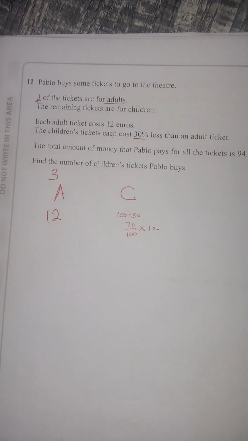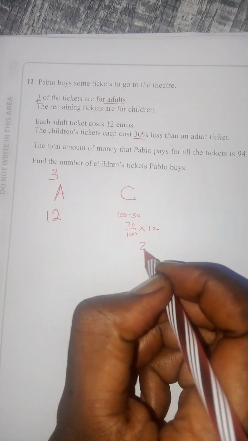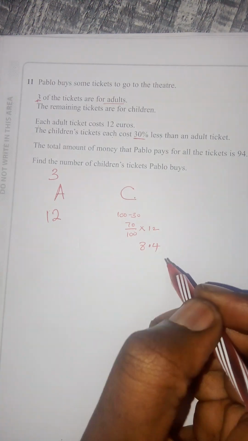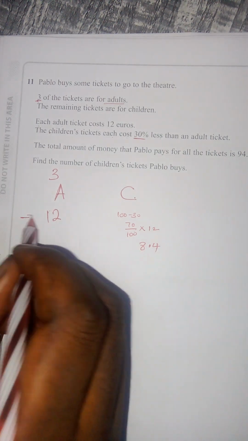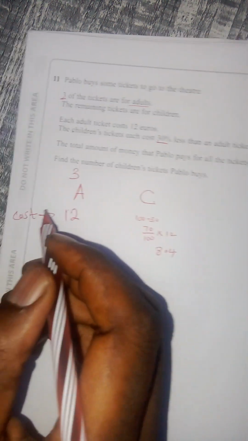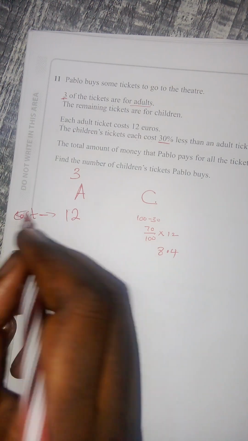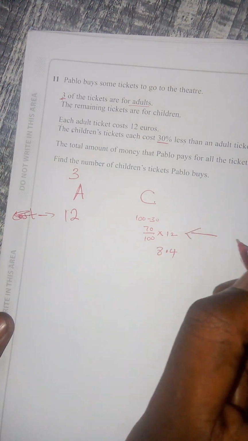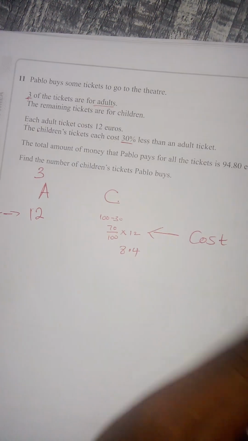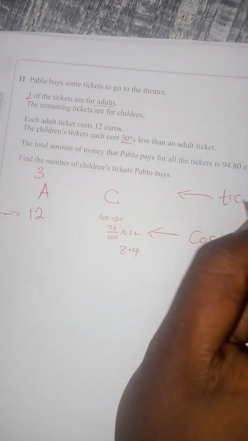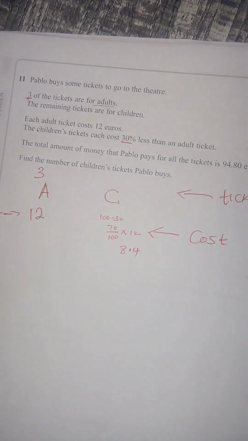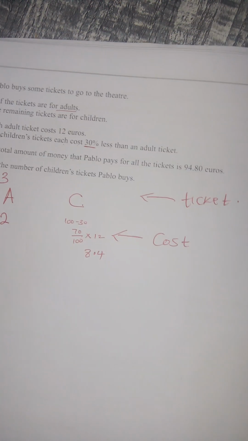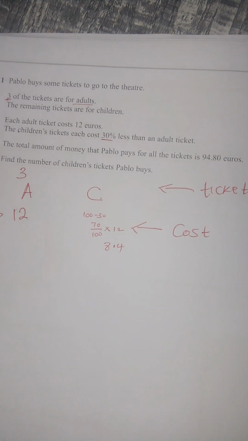Use your calculator very fast. Don't waste time. Times 12. 8.4. That is the cost. So down here we have the costs. You're told do not write here. Down here we have cost, and up here we have the tickets. That's it. Cost and ticket.